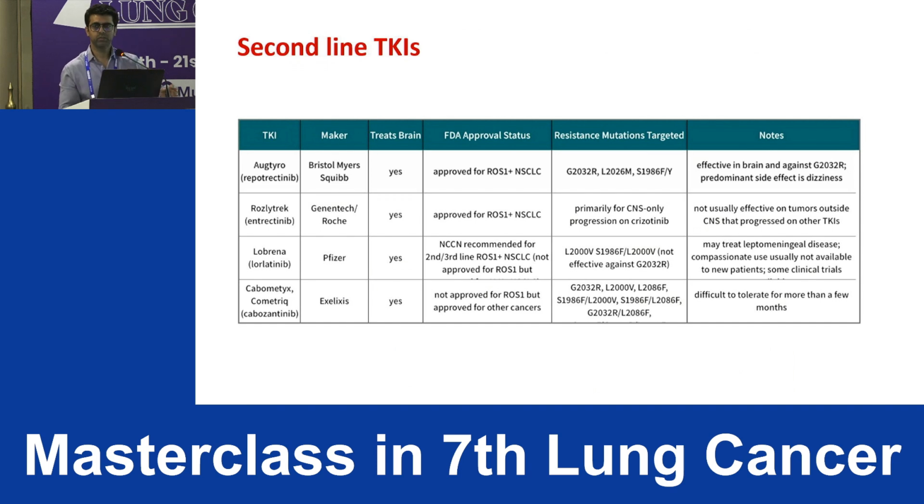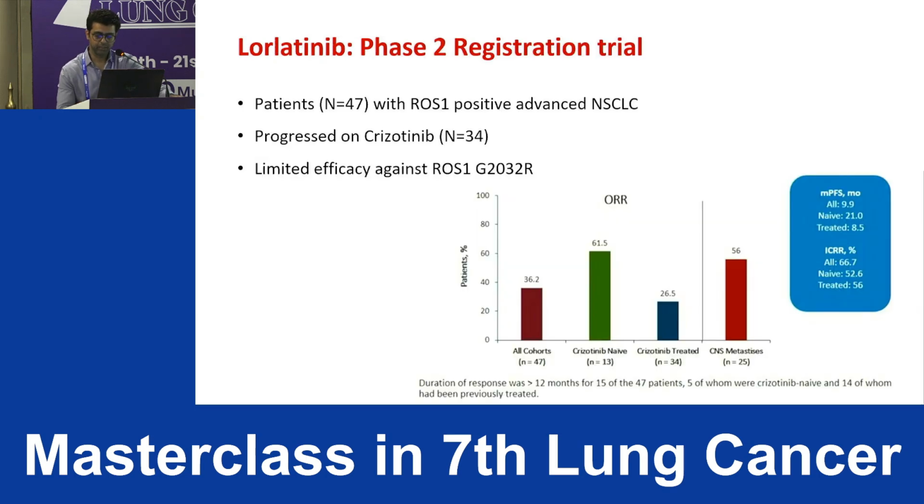Coming to the second line treatments which are available to us, they are repotrectinib, entrectinib, lorlatinib, and cabozantinib, and now we have taletrectinib as well. Coming first to lorlatinib, it was a phase 2 registration trial, and the total number of patients enrolled in this study was 47, out of which 34 patients had crizotinib progression. They received prior crizotinib. If you see the overall response rate in patients who were previously treated with crizotinib, it was 26.5%, and the intracranial response rate was high, ranging to 56%.